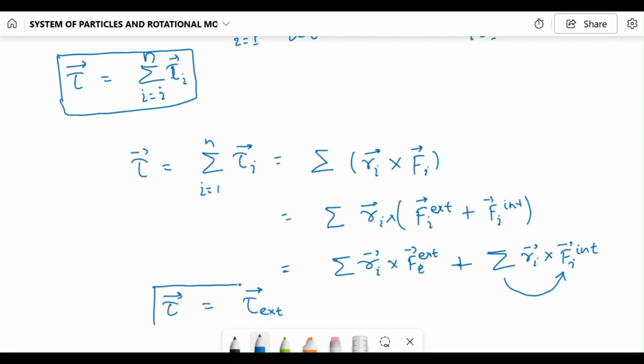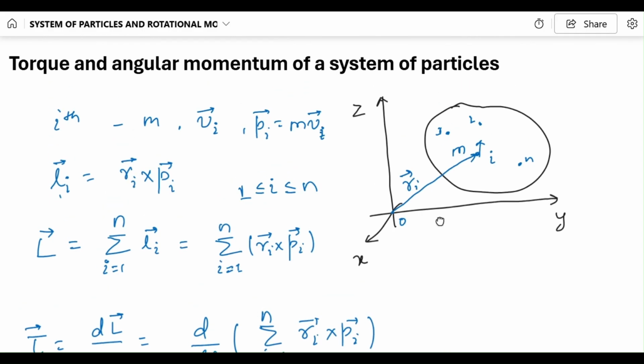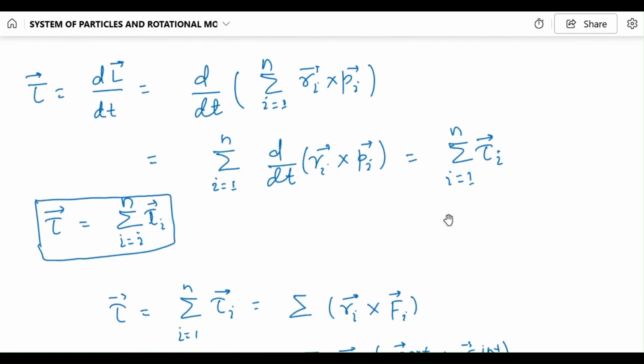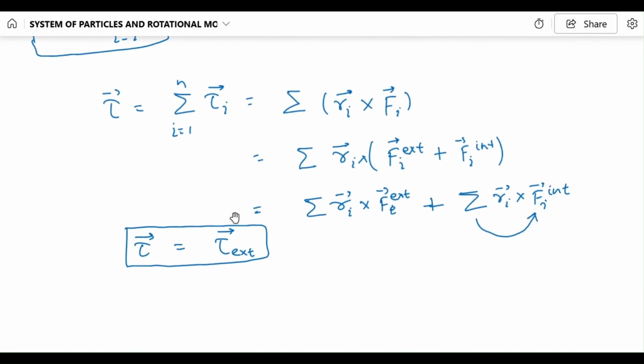This is external torque. So these particles, whether they are interacting with each other in any manner, this thing is not going to give a net effect on its torque. Rather, the torque which is going to produce any effect is external torque. So we can continue this argument and we can write the rate of change of total angular momentum of the system is nothing but tau external.